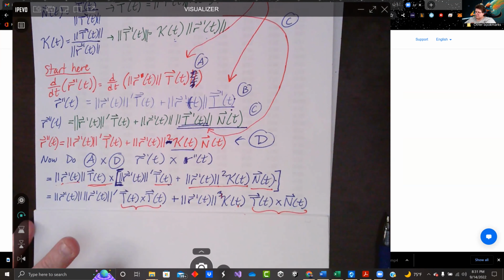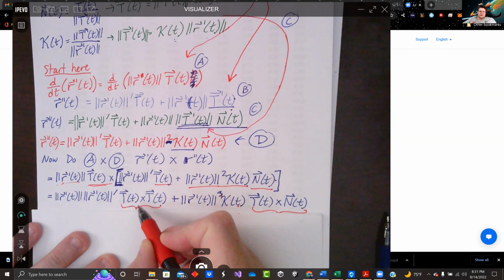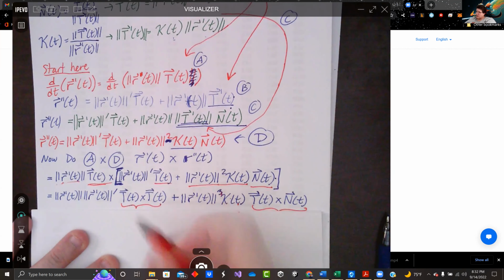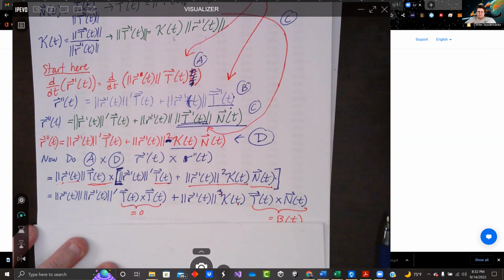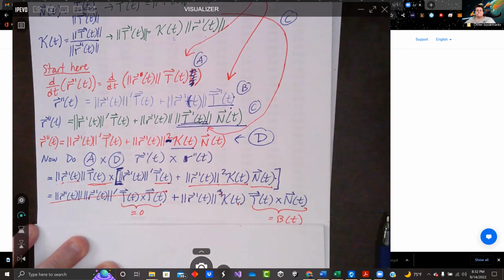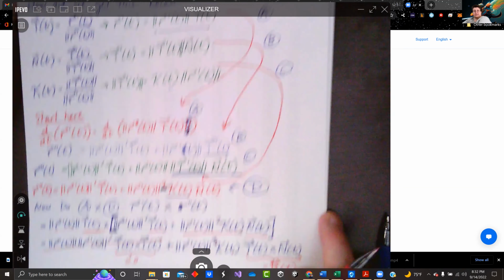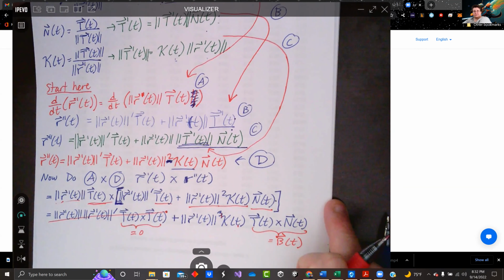The cross product, remember, has the sine of the angle between them. The angle between tangent and tangent is 0. Sine of 0 is 0. Any vector crossed with itself is 0. So this entire first part goes bye-bye. So now we have the second half, and T cross N is B. So we'll make that substitution real quick. So maybe pause it there, so you can finish writing it down if you are.